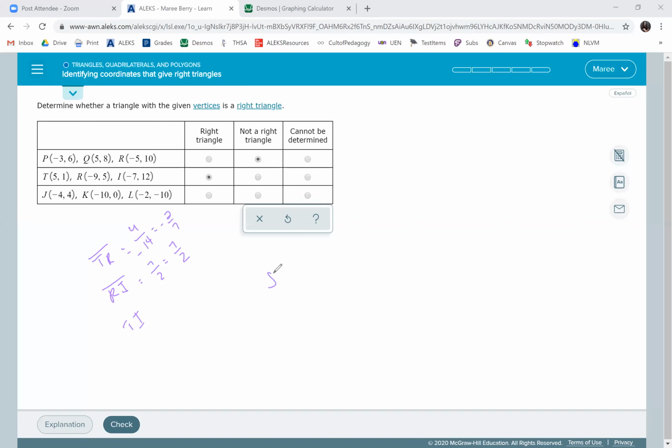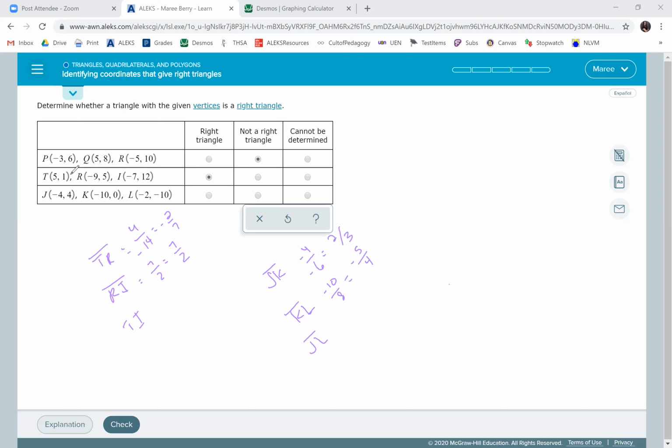Okay, then the last one, I'm going to do JK, KL, and JL. So JK, 0 minus 4 is -4 divided by -9 negative 10 plus 4. What's negative 10 plus 4? Negative 6. So that's a positive 2/3. KL, negative 10 minus 0, negative 10, over negative 2 minus a negative 10. So negative 2 plus 10 is the same thing as 10 minus 2, which is 8. So that's a negative 5/4.